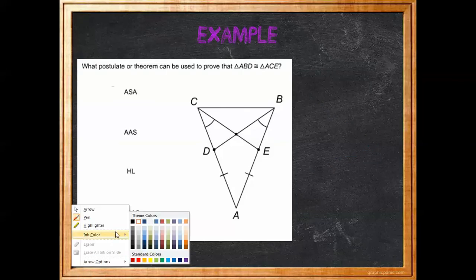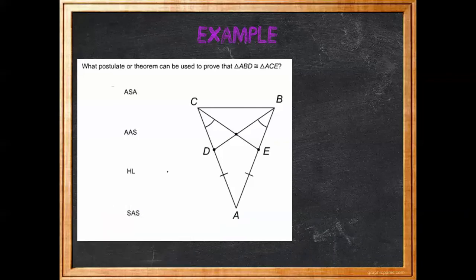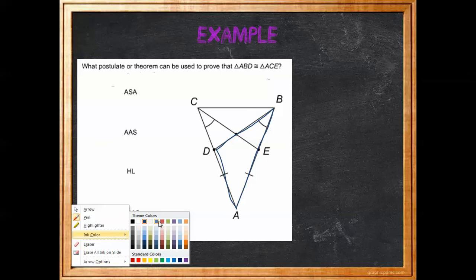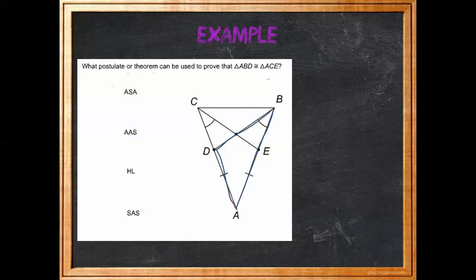So here are some examples, and this includes not only what we're learning in this lesson about angle, angle, side and hypotenuse leg, but also all of the other theorems that we've gone over so far for comparing triangles. In this one, what postulate or theorem can be used to prove that triangle ABD, this triangle right here, is congruent to triangle ACE?